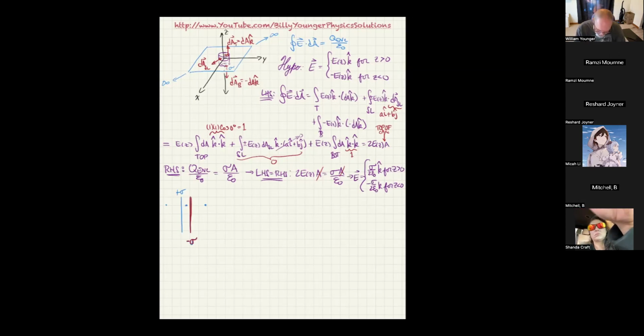Shonda, do you know on the left there which direction the electric field is going to point? To the left of that blue plane? Forget about the red one. Pretend it's not even there.